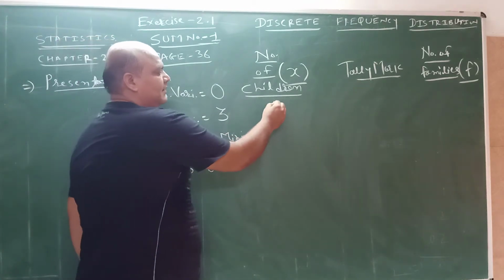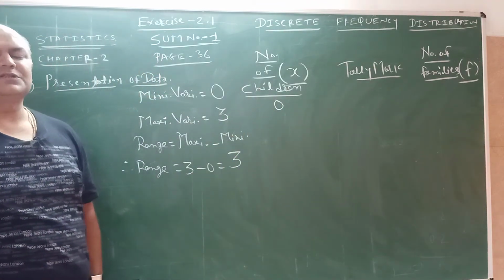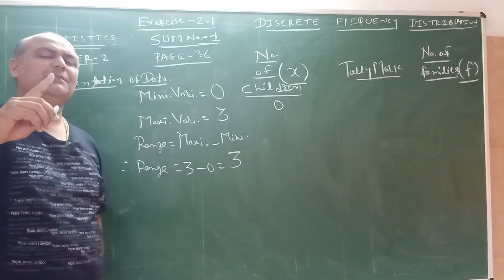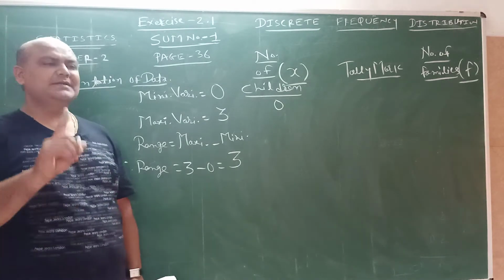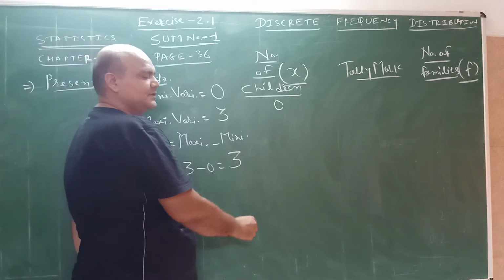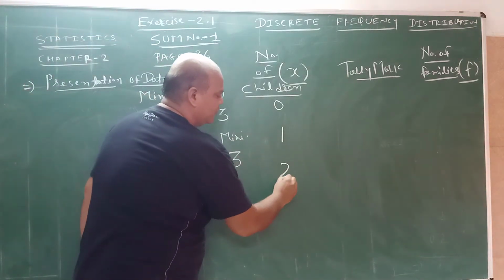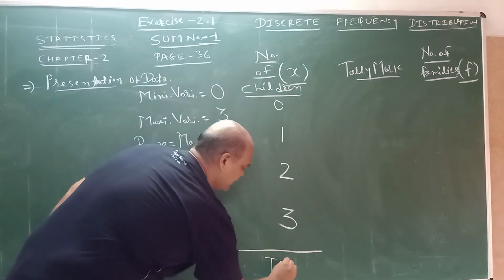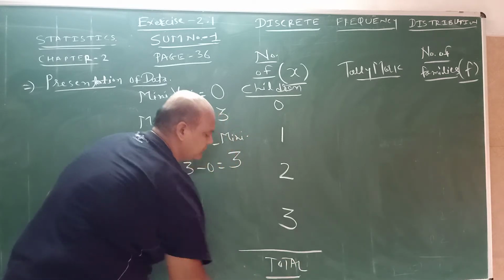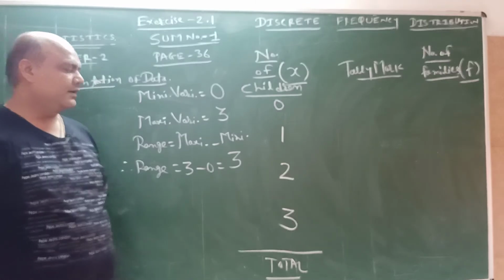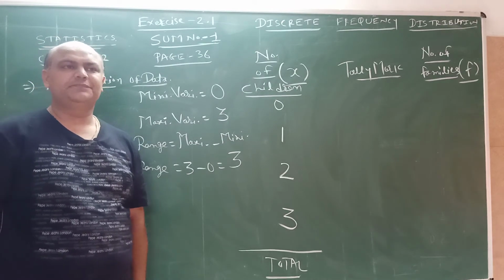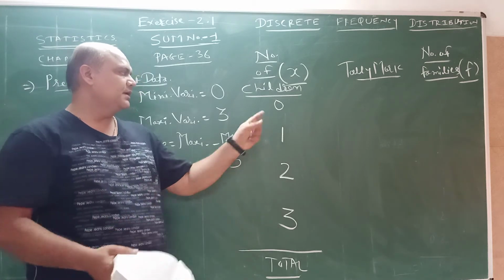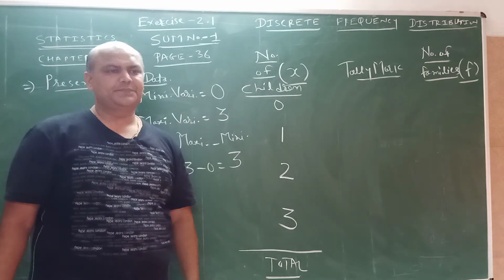Now, number of children, as we all know, discrete frequency distribution begins with the minimum observation and moves up to the maximum observation. So the minimum observation is 0. First I write here 0, then 1, then 2, and then 3. At last we have to do the total of 0 children, 1 child, 2 children, and 3 children. Discrete frequency distribution begins with the minimum observation and moves up to the maximum observation.